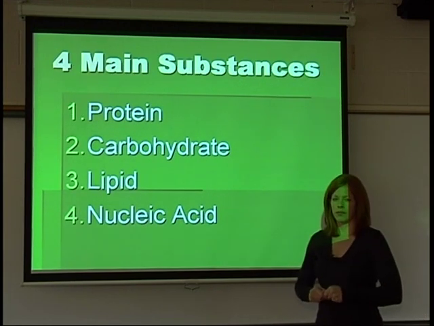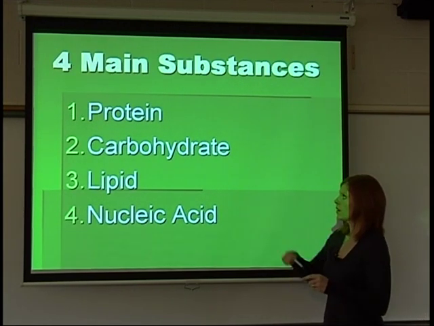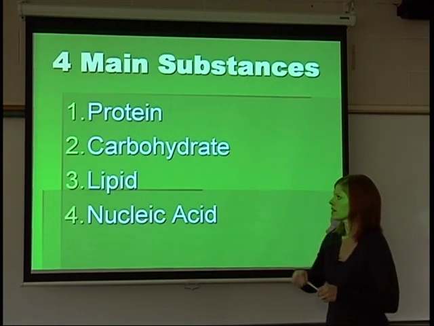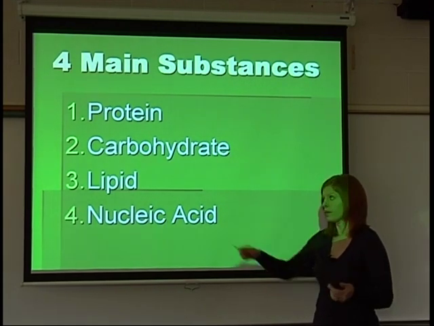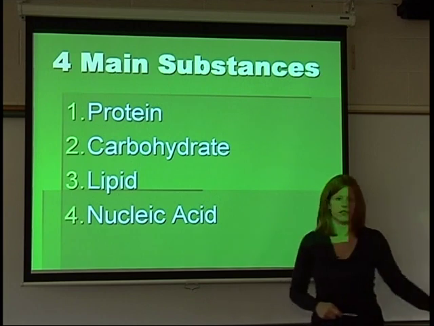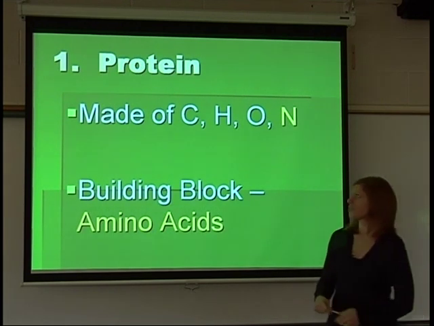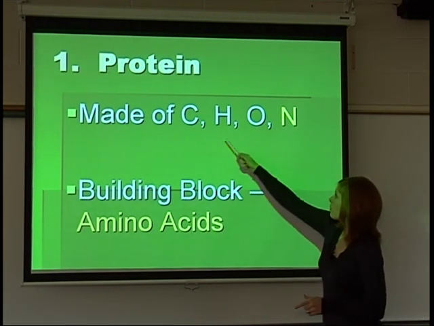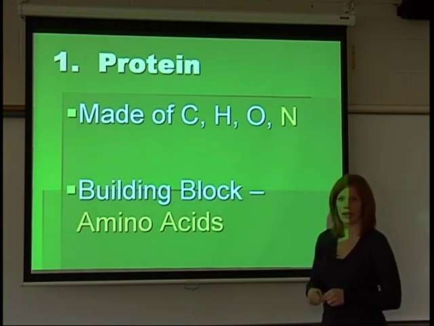So here are the four main substances we will be discussing. Part one, we'll talk about proteins and carbohydrates. We will also have another part two, which will discuss lipids and nucleic acids. So first, protein. These are the four different elements protein is made out of.